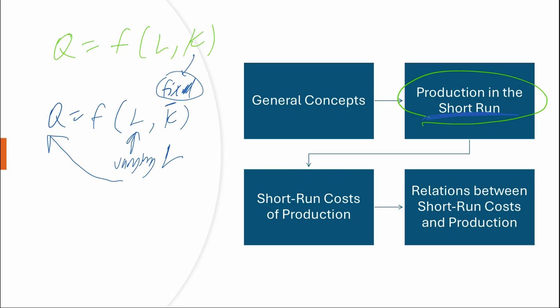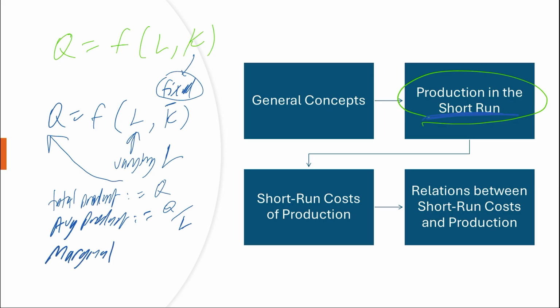Okay, so that's sort of the basic idea. We could look at our total product, which is Q. We could look at our average product of a unit of labor, which is going to be our output divided by the number of units of labor we use. And then our marginal product is going to be, for an extra unit of labor, how much more output do we get? So if we hire one more worker, how much does that increase our output? So we have our change in quantity over our change in labor.